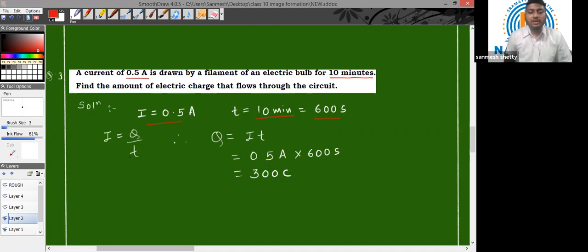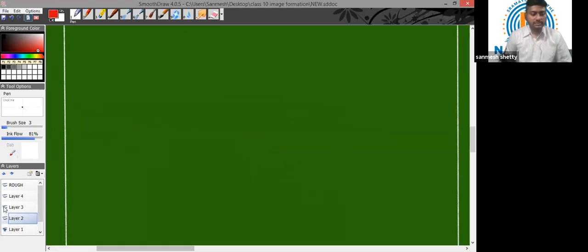Now the mathematical definition of current is charge per unit time. So I is Q by T. We need the value of Q. So Q will be equal to I into T. Let us substitute the values. I is 0.5 ampere, T is 600 seconds. So the charge will be equal to 0.5 into 600, which is 300 coulombs. 300 coulomb is the answer. I hope the point is clear, children. Let us proceed to our next question.